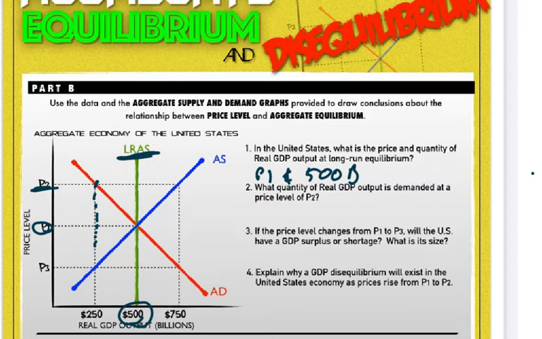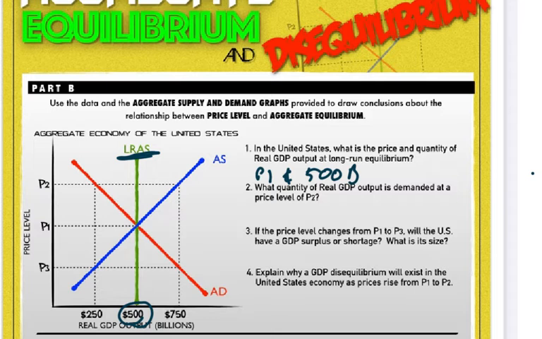Now, number three says, if price level changes from P1, let me go ahead and erase my notes so far. It says if price level changes from P1 to P3, will the U.S. have a GDP surplus or shortage, and what is its size?